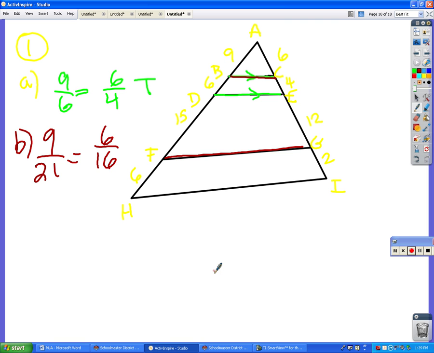Okay, so if you cross multiply one way, 9 times 16 is 144. If you cross multiply the other way, you get 126. Are those two lines parallel? No. So the answer to B is false. We don't have to explain why, do we? Nope. You're good.